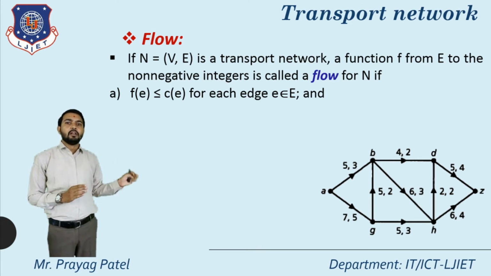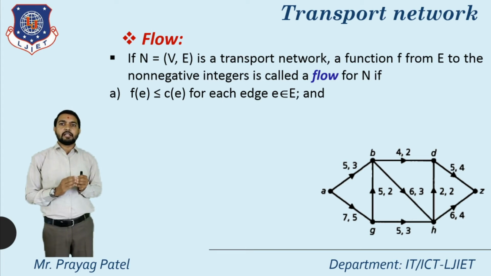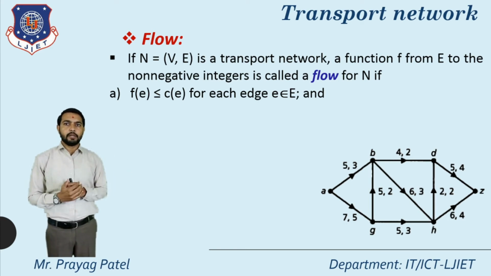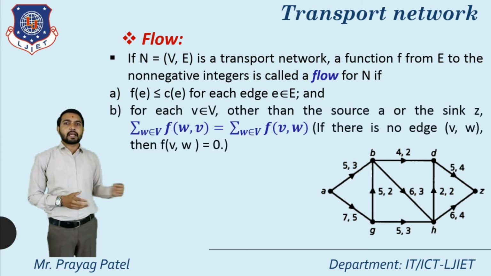So for example, for any edge E, flow means F and capacity means C. So F of E is less than or equal to C of E, which means the flow of your edge is less than or equal to the capacity of your edge. This is always satisfied.